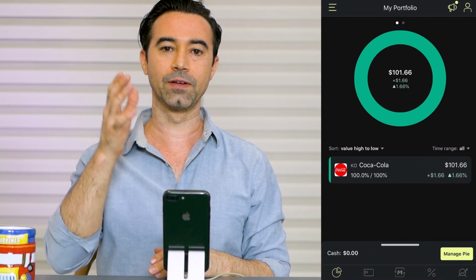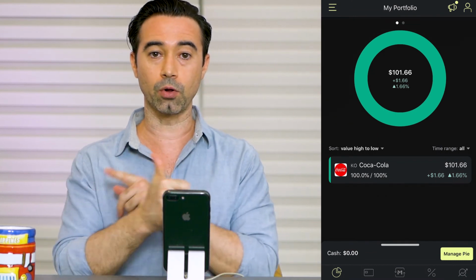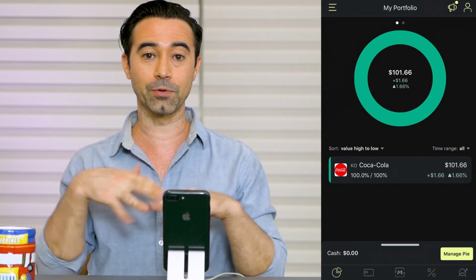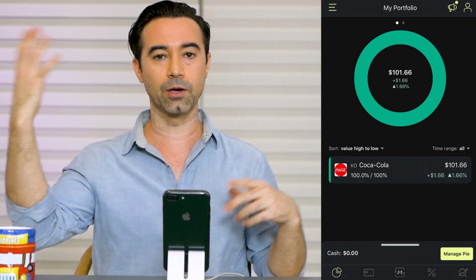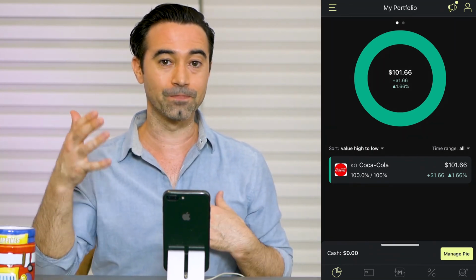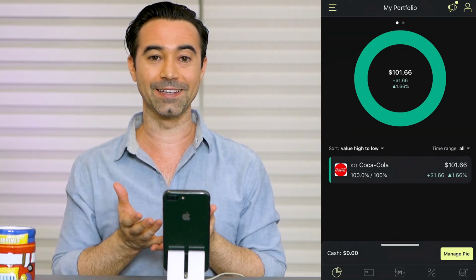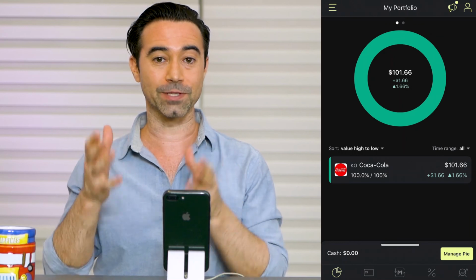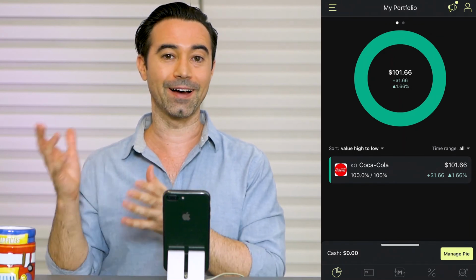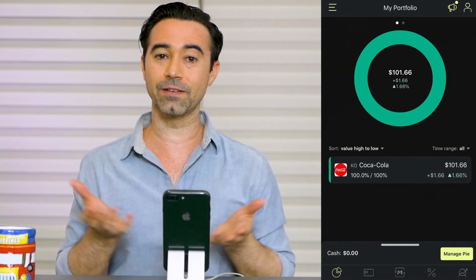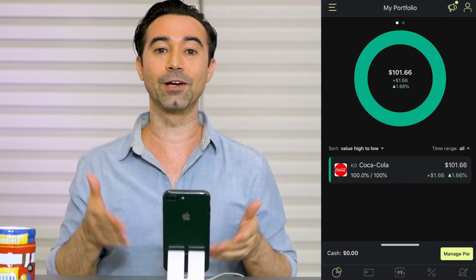So I could have $10 in Coca-Cola, $10 in Home Depot, $10 in Starbucks, $10 in Apple, $10 in Facebook, going on until I hit 10 stocks, each with $10. That means that they're all equally allocated between 10% positions, equaling $100. Hopefully that makes sense. So basically, if you think of it as a pie, it's gotta equal 100%.